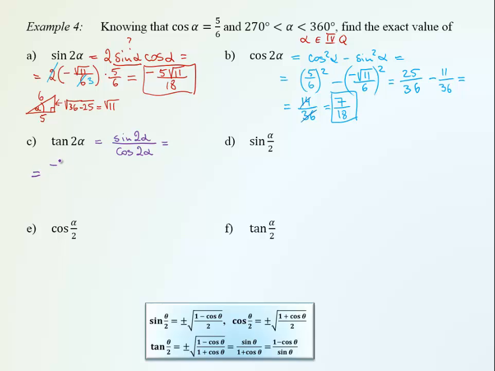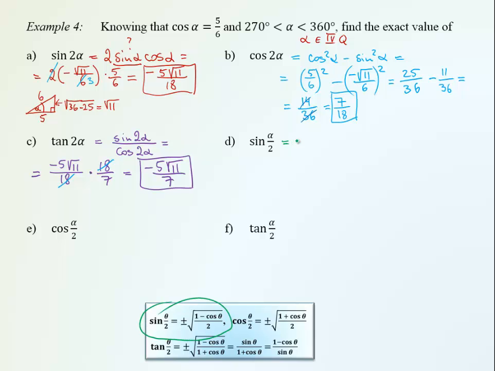Sine is negative 5 root 11 over 18, and then divide, meaning multiply by the reciprocal of cosine, which is 18/7. That's nice. We can reduce the 18 and we end up with negative 5√11/7. Final answer.